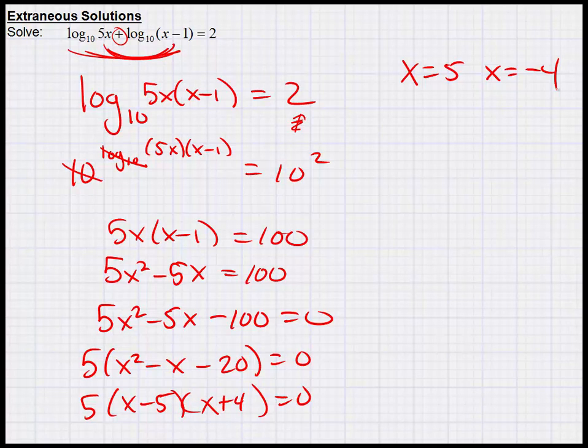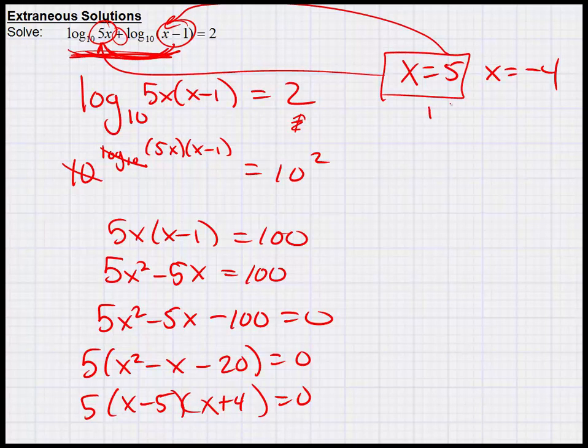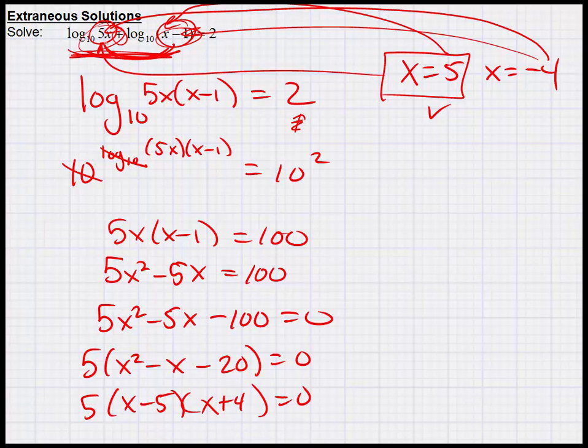Now, this is the problem. It's a log equation. Make sure you check your answer. If I plug 5 in here for x and here for x, I'll get 25 and I'll get 4. I can do those fine, so this is good. That gives me positive values. Okay? But if I plug negative 4 in here and here, one of these just has to be negative, and in fact both of them give me negatives.